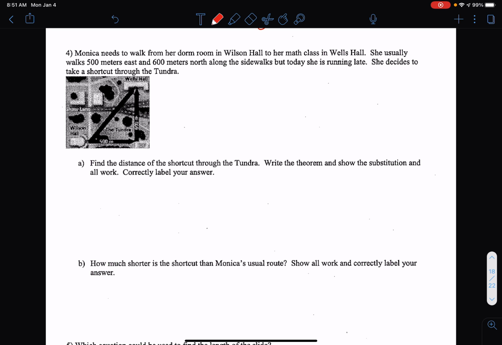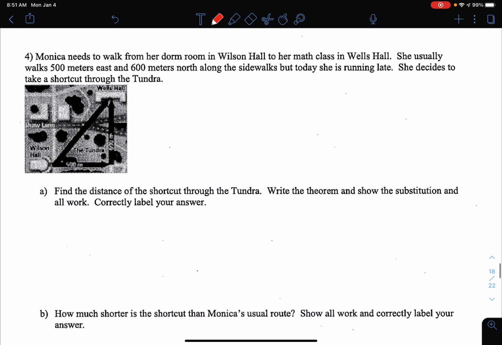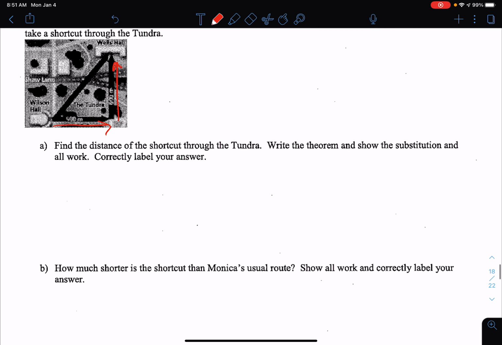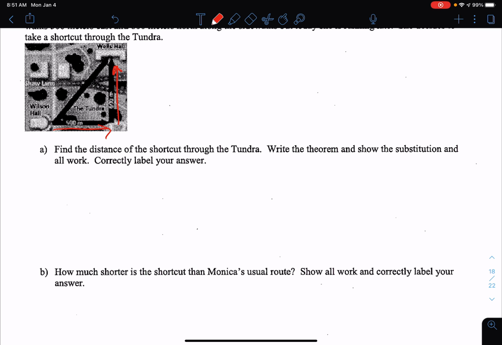Okay, so if I look at this image that they're giving to us, moving east, I'm moving 500 meters, and then moving north, I'm moving 600 meters. Now, the first question is asking us to find the distance of the shortcut, which is from Wilson Hall, right here, to Wells Hall, right here. That means we are finding our hypotenuse.